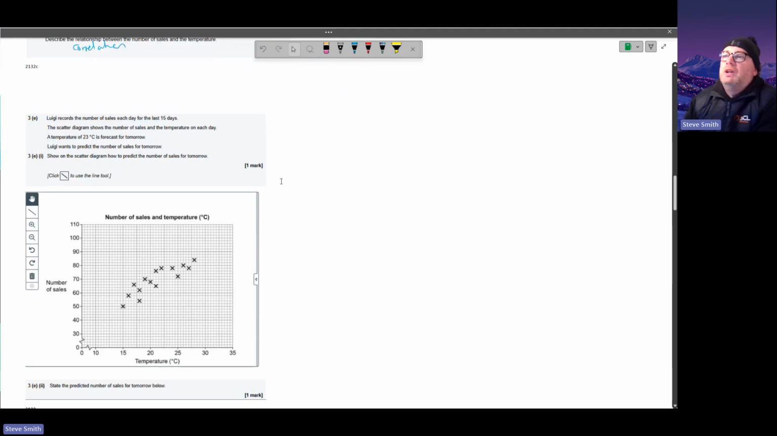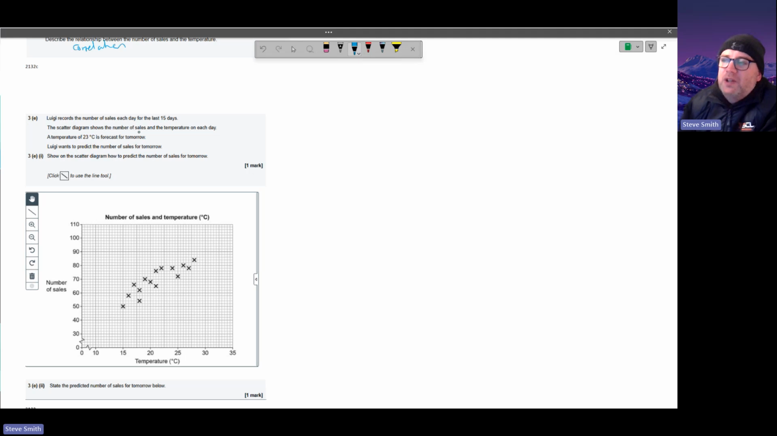Another one marker here. Luigi records a number of sales for each of the last 15 days. The scatter diagram shows a number of sales and the temperature on each day. A temperature of 23 is forecast for tomorrow. Luigi wants to predict the number of sales for tomorrow. Show on the scatter diagram how to predict the number of sales.